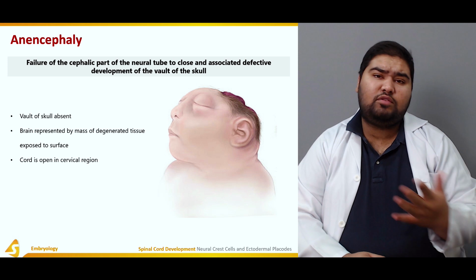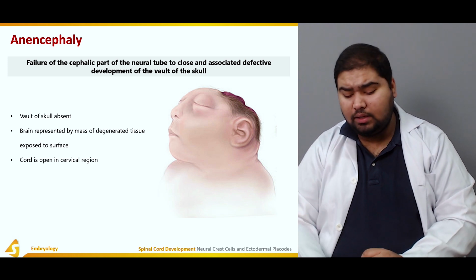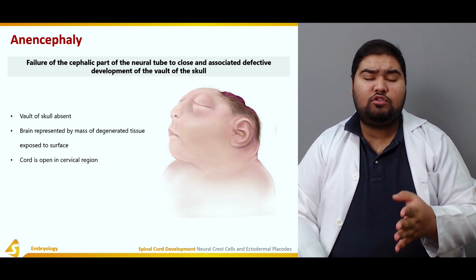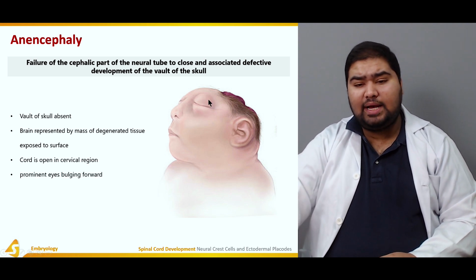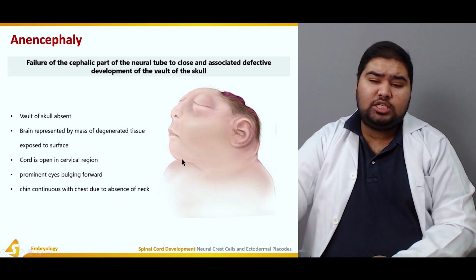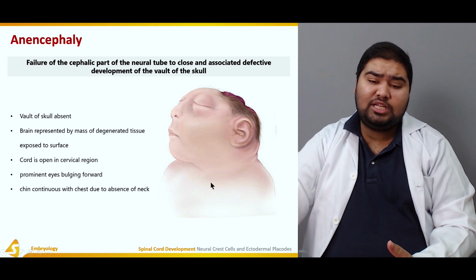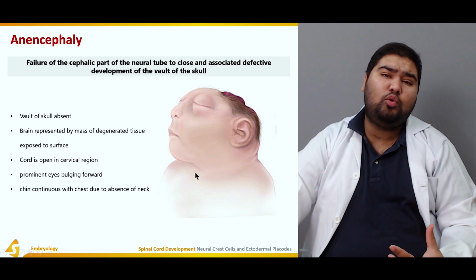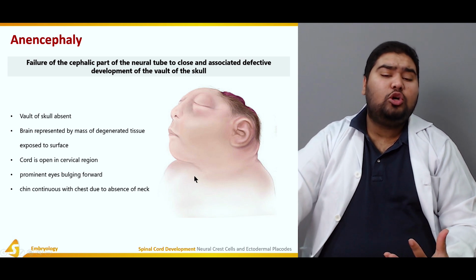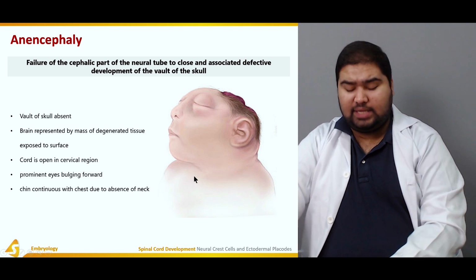This is due to failure of closure of the anterior neuropore. So we have prominent eyes. These are the prominent eyes which are bulging forward. The chin is continuous with the chest due to absence of the neck. So there is little or no neck, and the chin is almost continuous with the chest.